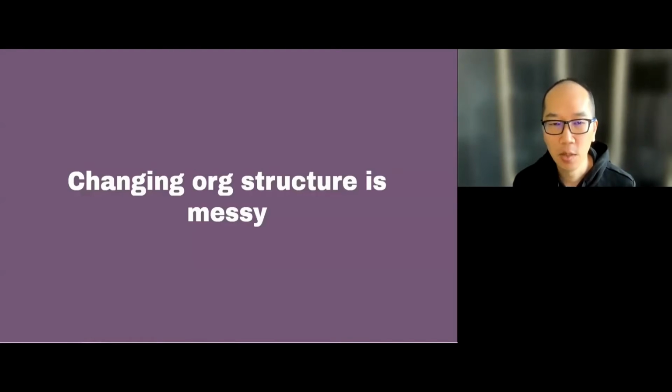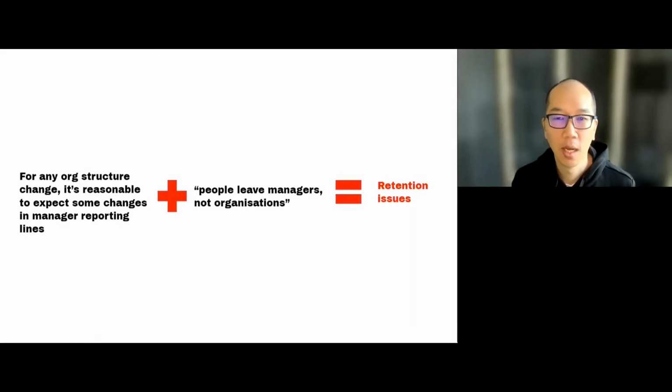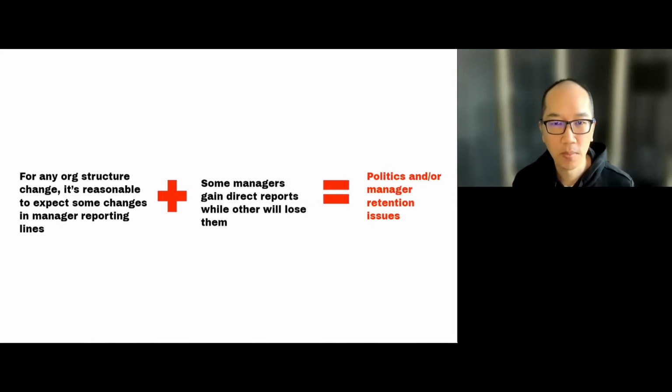I think this is pretty much because changing org structure is messy. And how is changing org structure messy? For instance, for any org structure change, it's reasonable to expect that there will also be changes in manager reporting lines. This, combined with the phenomena that people leave managers, not organizations, means that org structure changes can potentially trigger retention issues.